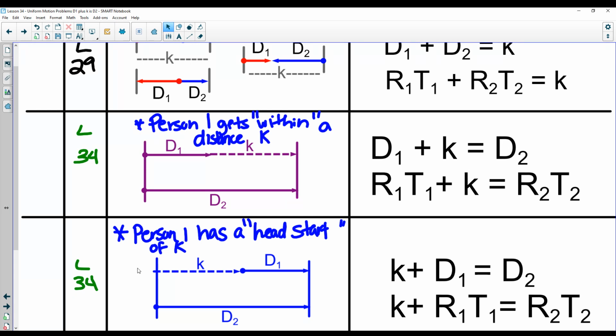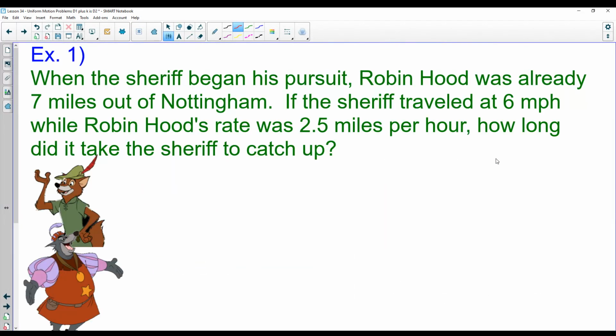And the second one is person 1 has a head start. So when person 2 begins, person 1 is already k miles away, or kilometers, or whatever the case might be, already a certain distance away. So this is for a head start. And in both of these formulas for distance, we can always substitute in rate times time, because rate times time is distance. So we'll do 2 examples today, one for each mode.